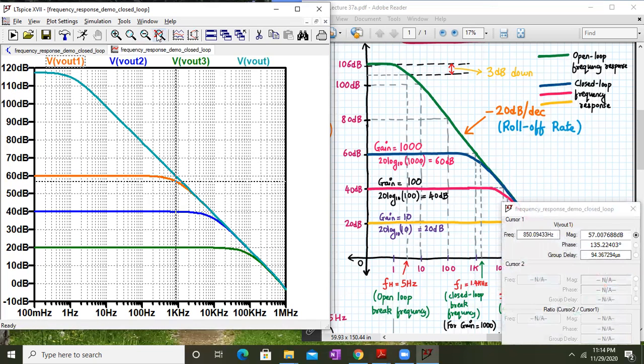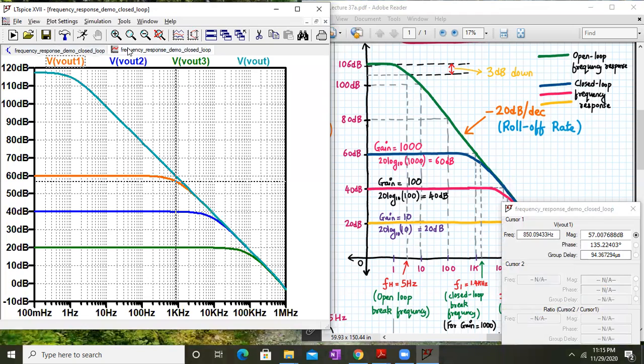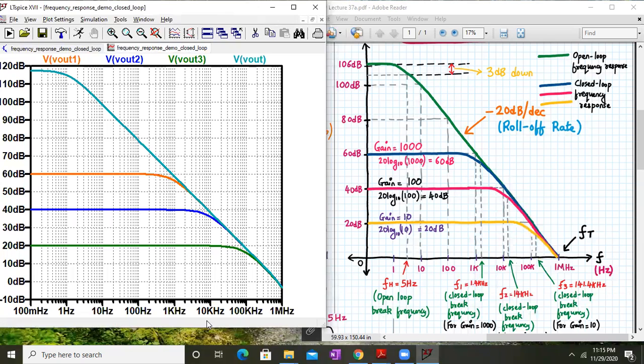Okay, let me cross check these numbers. We have a gain of, yeah, so we are around 3 dB down, but the frequency over here is coming slightly different. Let us cross check this. Around 57, there might be some problem. Okay, we'll come back to it, but the nature of the graph remains the same over here.